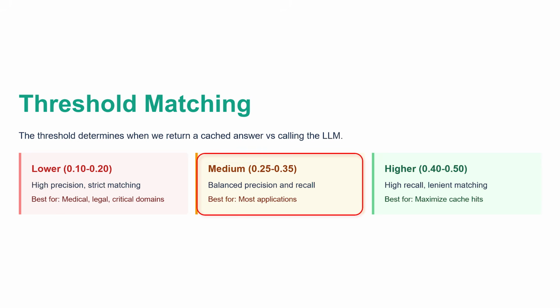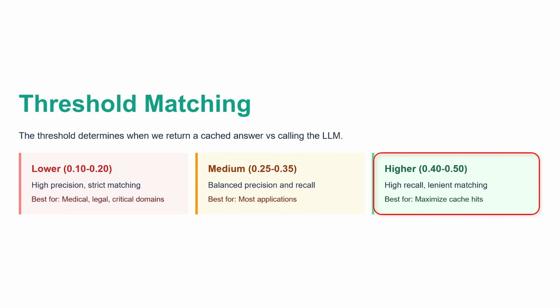A medium threshold like 0.25 to 0.35 gives you a balance. This is your sweet spot for most applications. Start here. A high threshold, 0.4 to 0.5, is more lenient. You will get way more cache hits, but you're also going to get some false positives where the answer isn't quite right. Use this when cost savings matter more than perfect accuracy. The thing is, there is no magic number that works for everything. It completely depends on what you're building and what matters most to you.